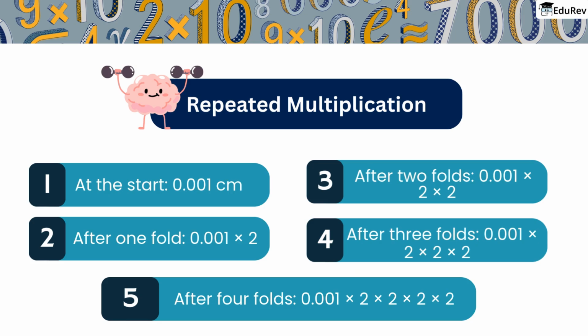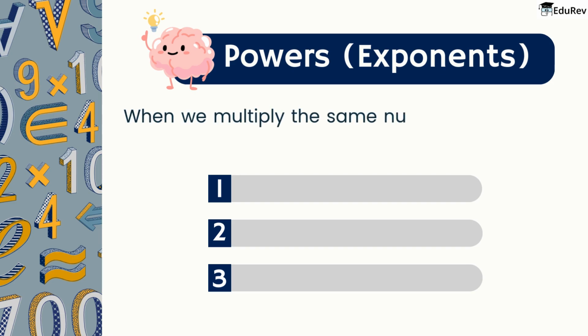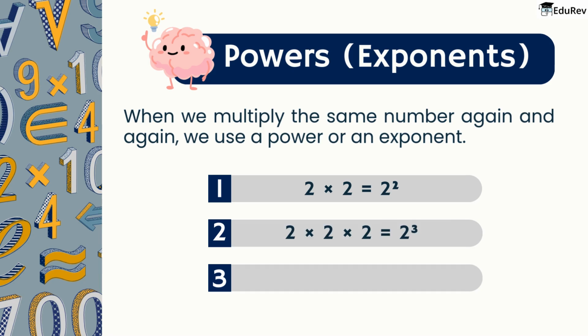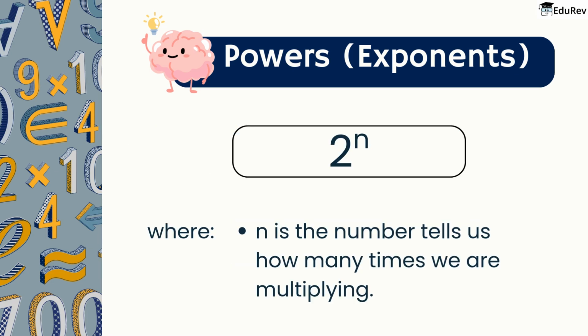Writing 2 times 2 again and again is very lengthy. So, instead of writing it many times, we have a shorter way. When we multiply the same number again and again, we use a power or an exponent. We read this as 2 squared or 2 to the power 2. We read this as 2 cubed or 2 to the power 3. We read this as 2 to the power 4. So instead of writing 2 many times, we write 2 with a small number above it. The small number tells us how many times we are multiplying.